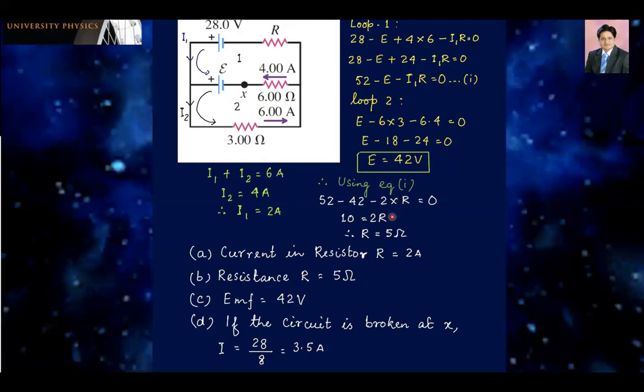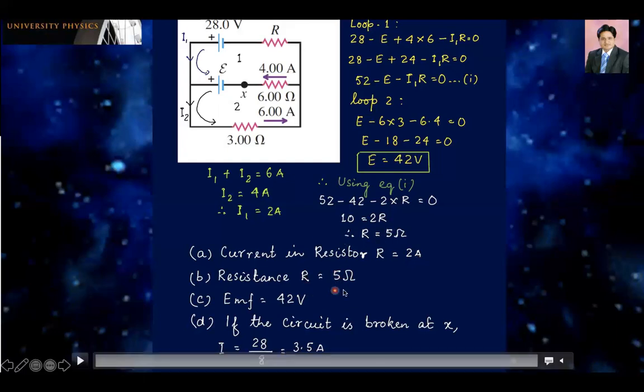Resistance of the resistor, that's 5 ohms. Here you see we just solved that for 5 ohms. EMF we calculated from the second equation, which gave E is 42 volts. And the last part was if the circuit is broken at X.